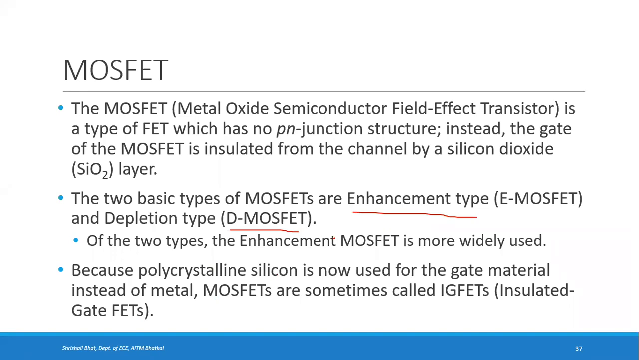E-MOSFET is popular because polycrystalline silicon is now used for the gate material instead of metal. So we do not use a metal for the gate; we use an insulated material like polycrystalline silicon. MOSFETs are sometimes called IGFETs. IGFET stands for insulated gate field effect transistor.